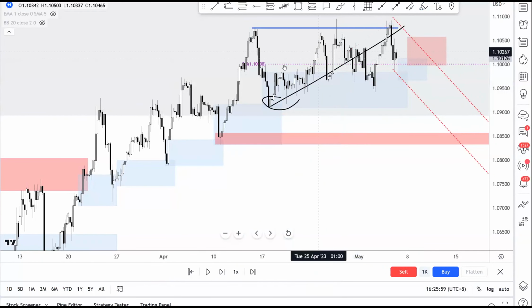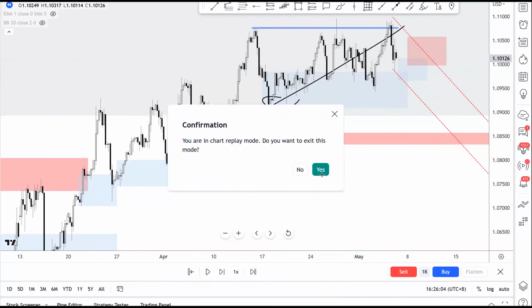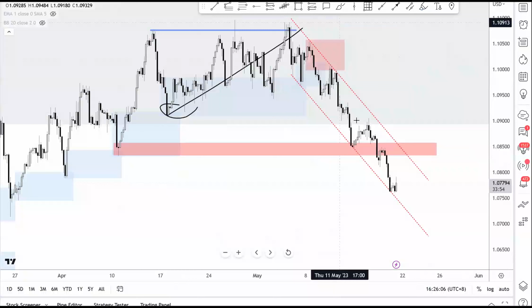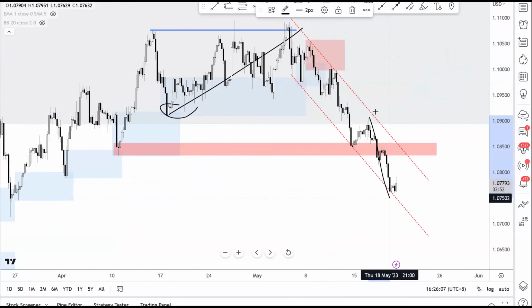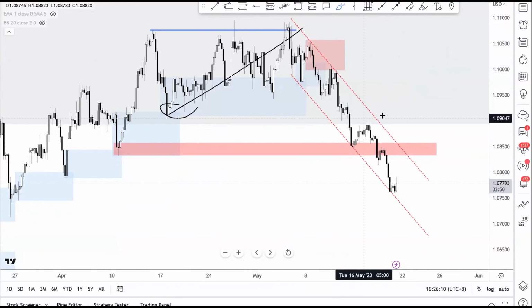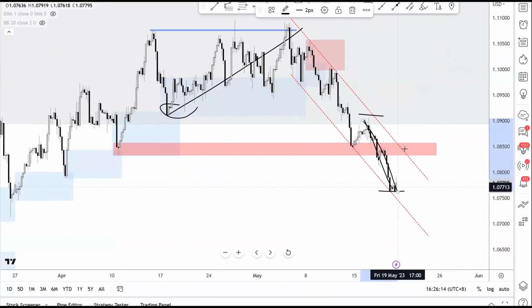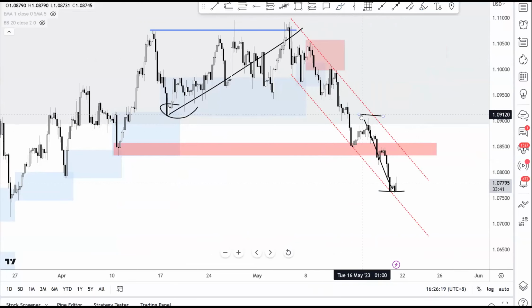So again, what we're trying to do here, let me just close the replay button. Back to where we left off, we were here. We have this whole move down. This is the most immediate move down. So we're trying to find, just within this whole leg itself, if there are any levels that line up with this zone.